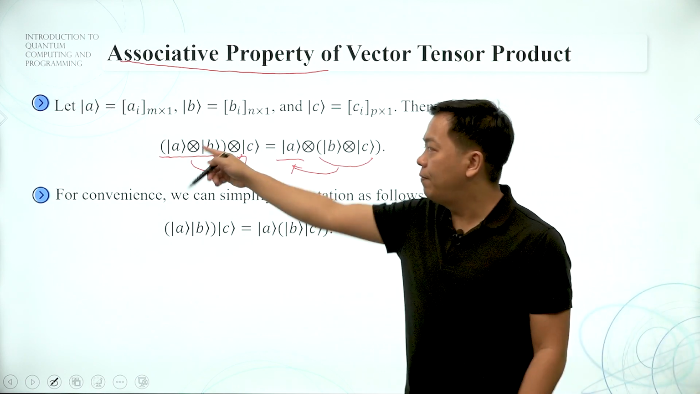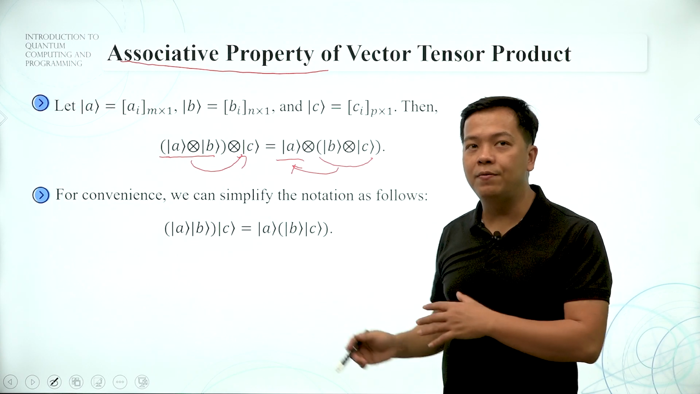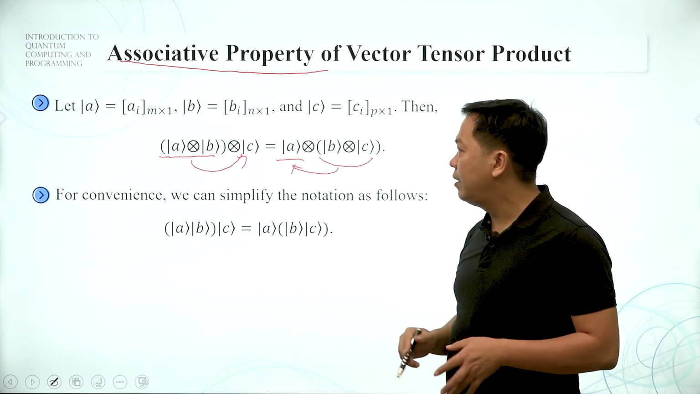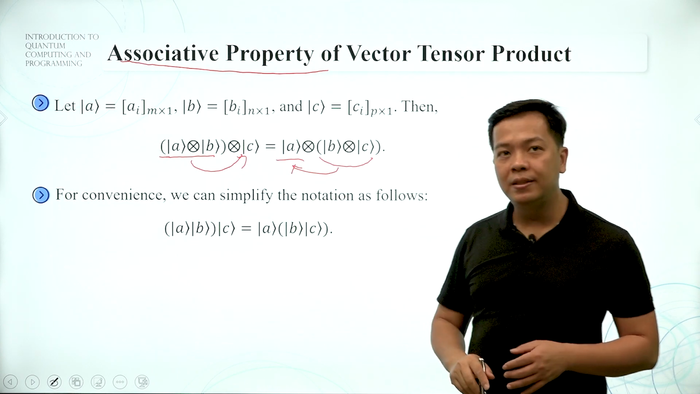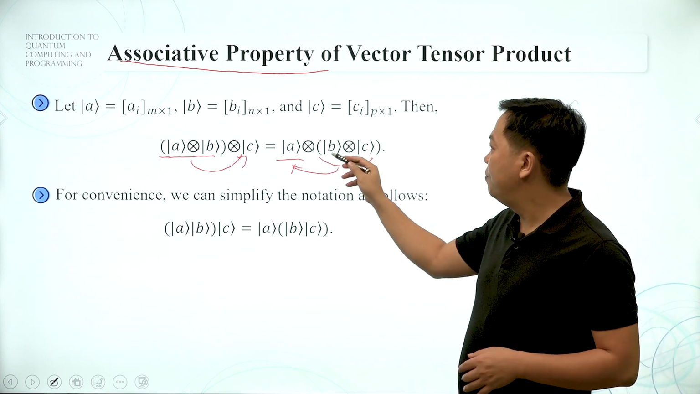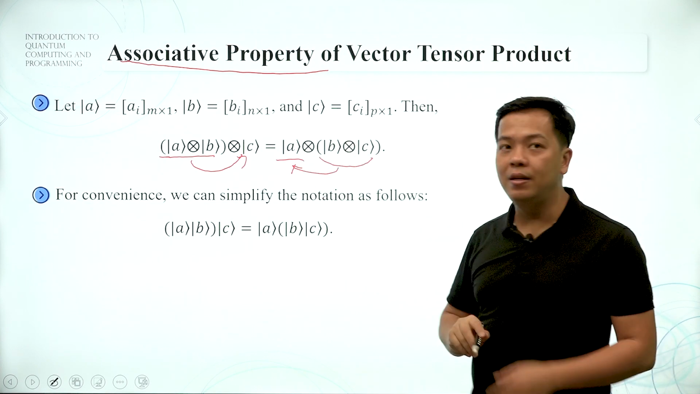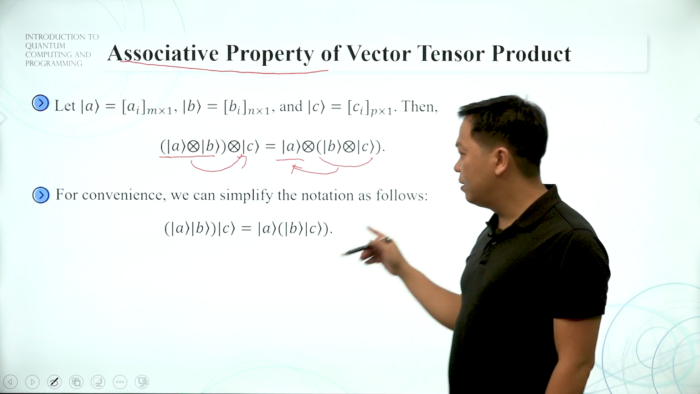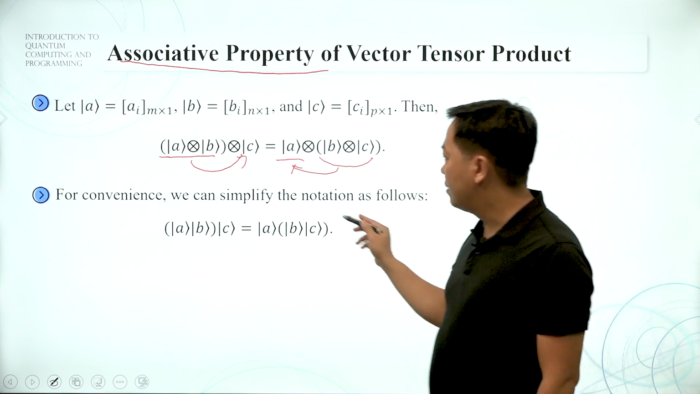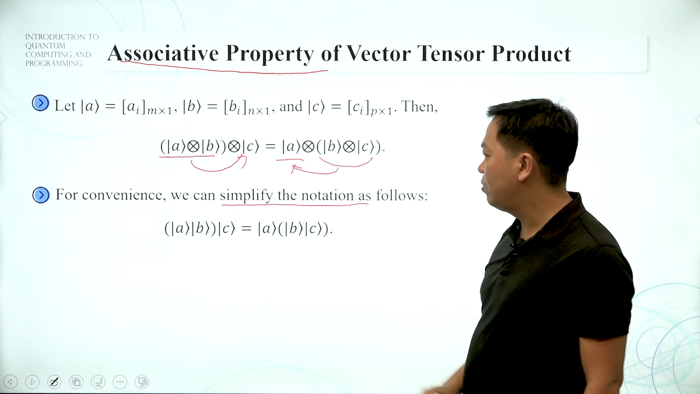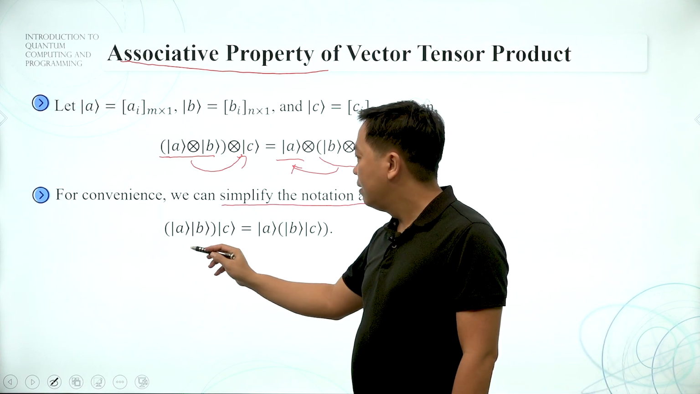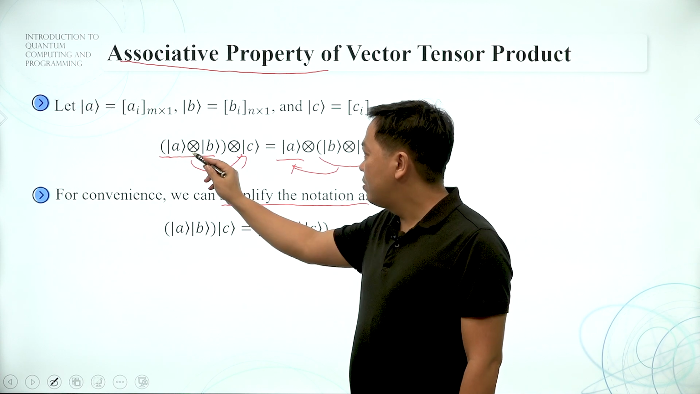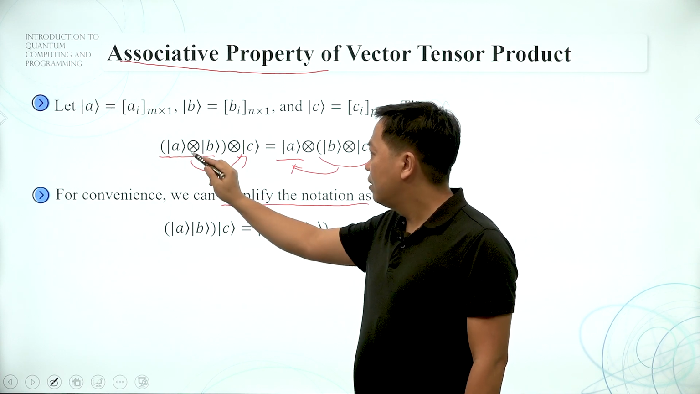Okay, it doesn't matter. You can multiply first the vector A and B first, and apply with the C vector later, or you can multiply B and C first and multiply with A later. That doesn't matter. Okay, and in practice you can simplify this notation as A.